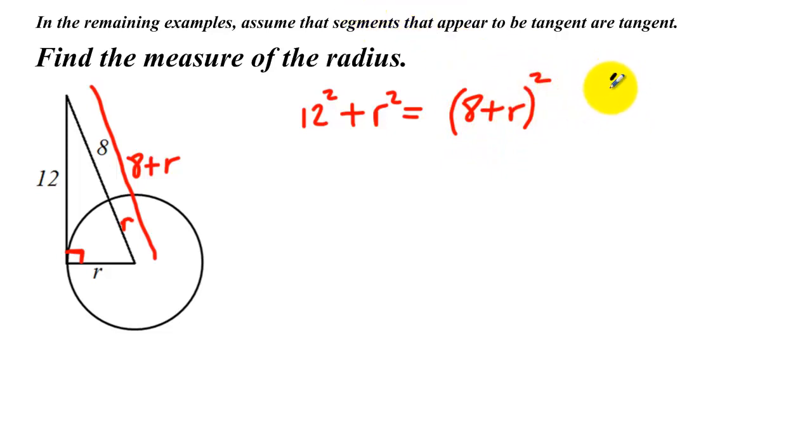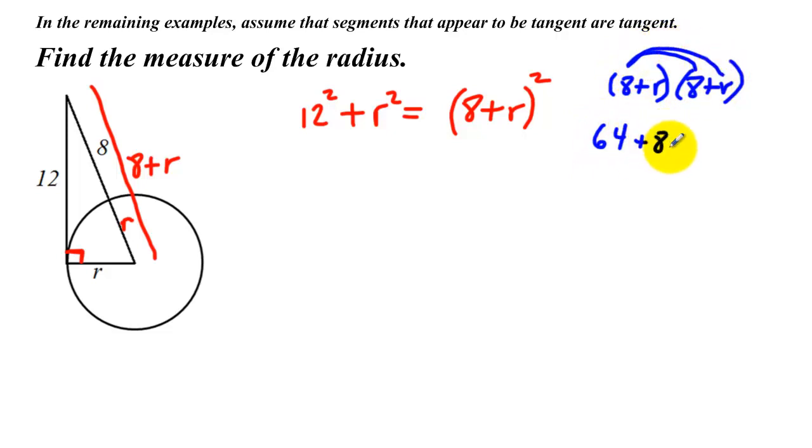You have to remember that (8 plus r) squared means we're taking 8 plus r and multiplying it by itself. So you've got to write it down twice, and then you're going to double distribute this. Sometimes people call this FOIL, if that rings a bell. I call it double distributing. We take the 8 and multiply it by the stuff in this parentheses. So 8 times 8 is 64, and the same 8 times the r gives me 8r.